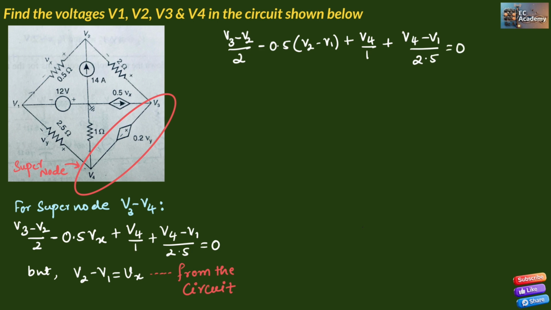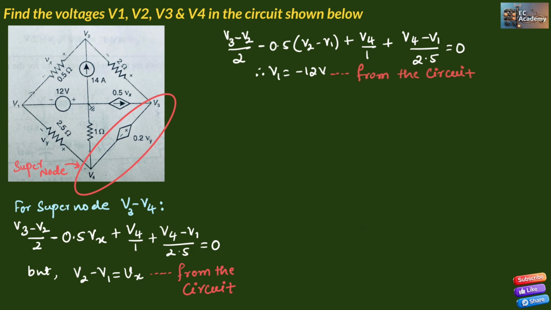From the circuit, we can write V1 is equal to minus 12 volt, because V1 is directly connected to ground through the 12 volt voltage source, and the negative polarity of this voltage source is towards V1. That's why we can write V1 is equal to minus 12 volt. So this is from the circuit.